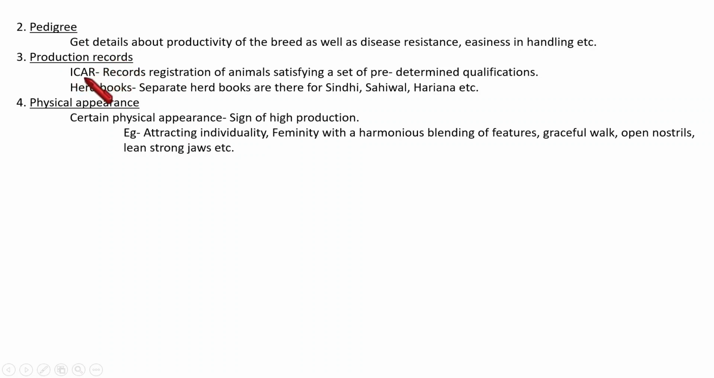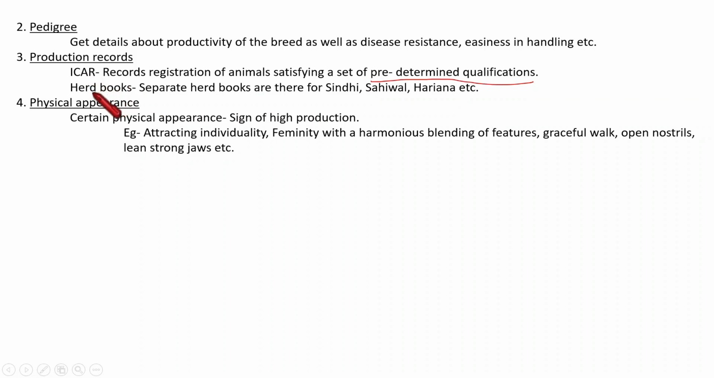There's an authority called ICAR. ICAR is an authority that records the registration of animals that satisfy a set of predetermined qualifications. They keep a register of animals satisfying those qualifications. As we go through it, we will get an idea about which breeds will be ideal for our case. And ICAR means Indian Council of Agricultural Research.